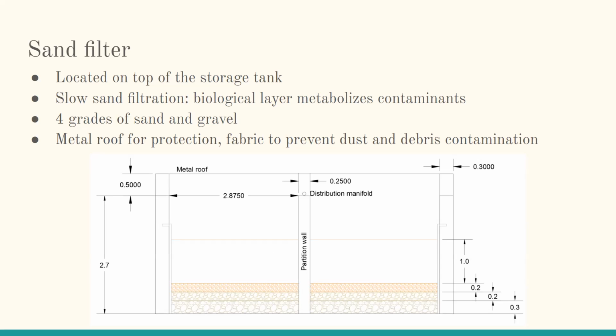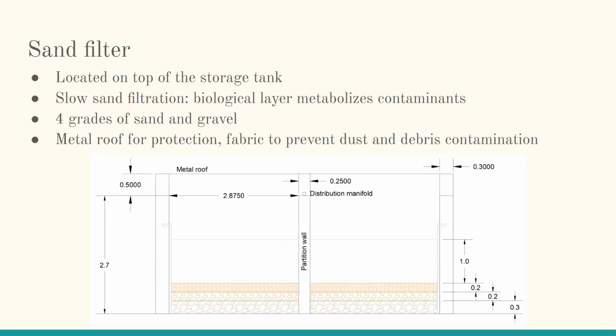There is a partition wall in the middle to support a distribution manifold, so the influent water will flow through that manifold and be dripped into the filter. That will prevent the influent water from gouging out the media bed, which could affect the filtration efficacy. And the way the sand filter works is that there's bacteria and algae in the influent water, and that grows a biological layer on the top of the sand, which then will metabolize any contaminants and effectively remove them from the water. This design also contains a metal roof on top that's removable for maintenance.